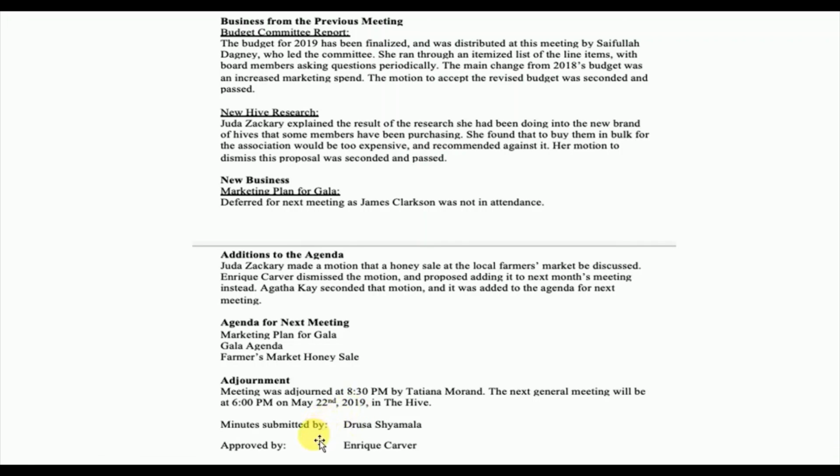And then we have minutes submitted by, as written here, Drusa Shyamala and approved by Andrik Kawa. So you have to write the names of those particular members. Okay, so that's how minutes of a meeting are written.